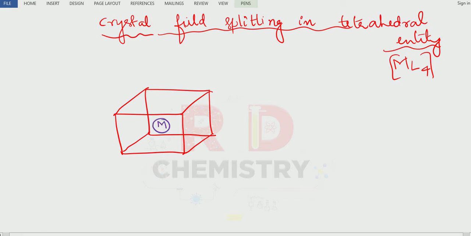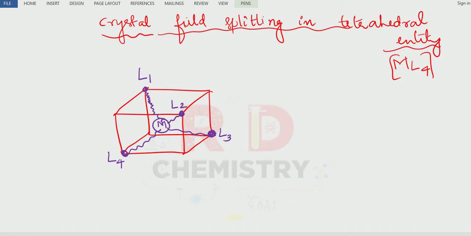In the cube, there should be 4 ligands. Now where are the 4 ligands? They are in the alternate corners of the cube. Here and here, here and here, alternately placed. So let me take ligand number 1, ligand number 2, ligand number 3 and ligand number 4. Let me join them like this. Clear?